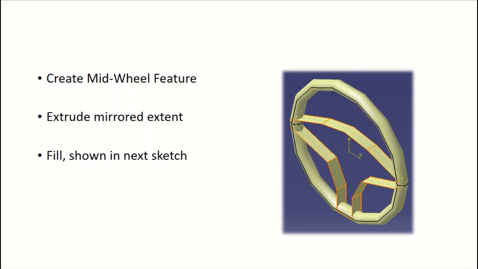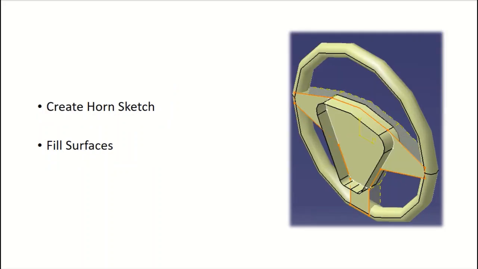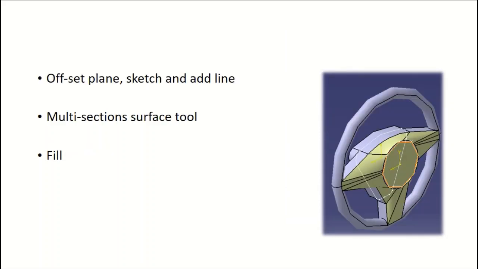The following step was to create the mid-wheel feature, which was created in Sketcher on the YZ plane, then extruded with mirrored extent, and followed by using the fill tool, which will be shown in the next step. The fill tool was used to fill in the prior sketch, and on top of this, the horn was created in Sketcher, which was also filled in with the fill tool.